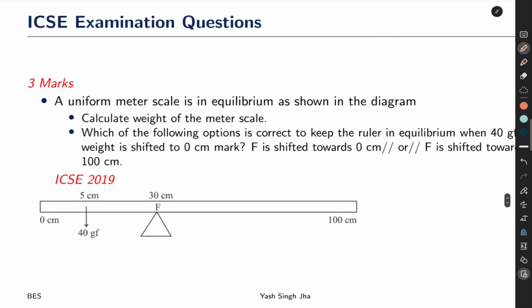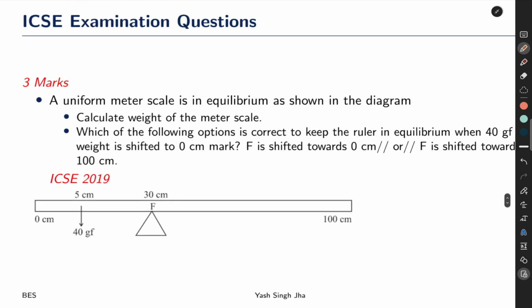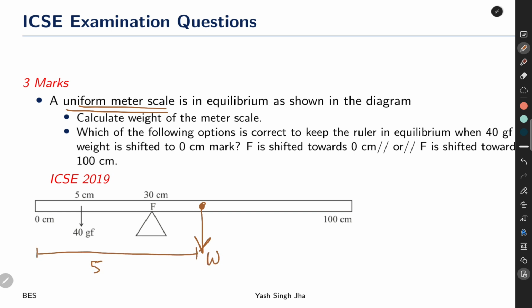Okay, let's solve a few more questions. A uniform meter scale is in equilibrium as shown in the diagram. Calculate the weight of the meter scale. It's a uniform meter scale. What do you mean by uniform? Uniform means the center of gravity will be at its center. This is the center of gravity, the weight, and it is at the 50 centimeter mark.